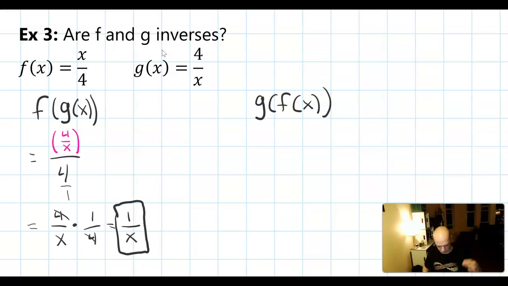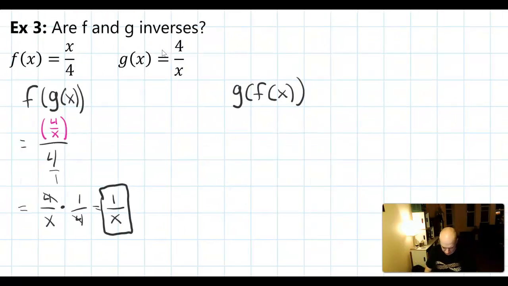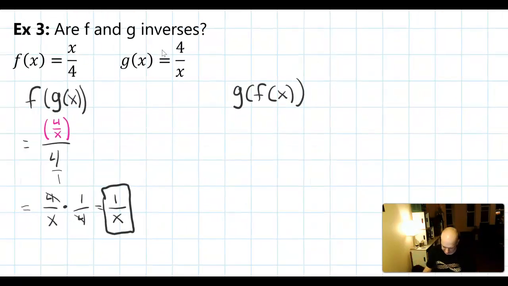Okay, so already that's a pretty discouraging result. When you do the fractions correctly, the 4's do cross out, but you don't get x, you get 1 over x. We should get just x if these two are inverses. Let's check the other direction as well.